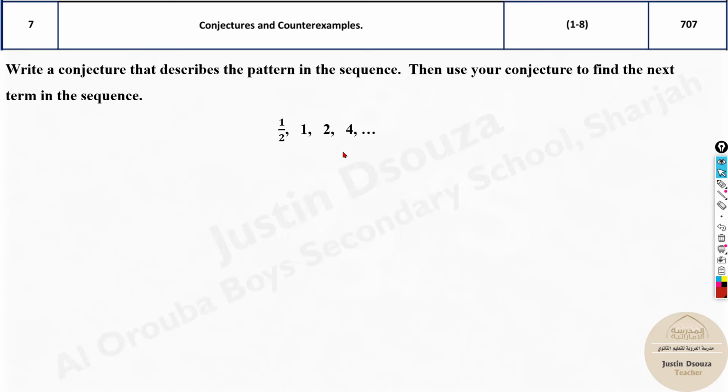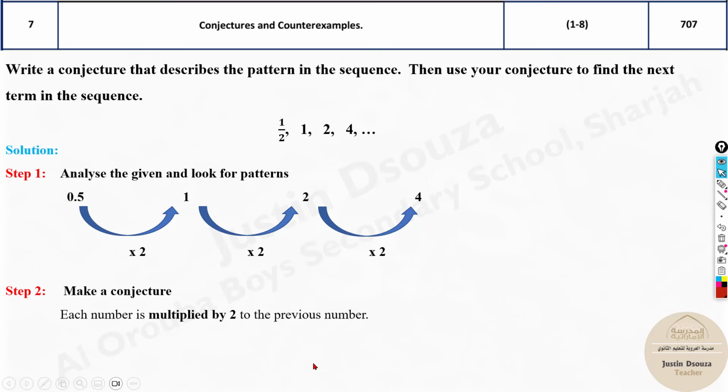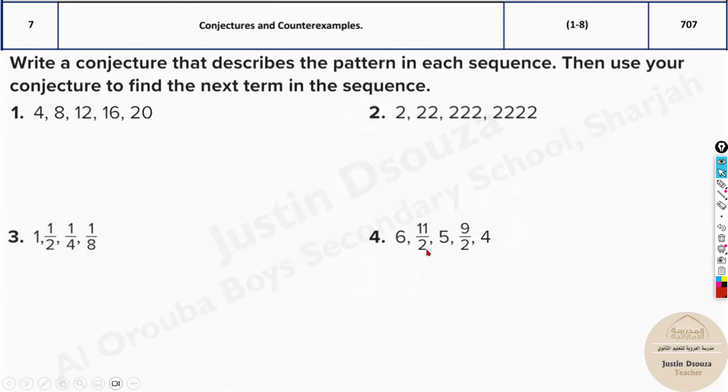Now here we have numbers. We need to find a pattern. It's half, 1, 2, 4. From half to 1, what is the pattern? You're not adding 1, you're not adding half, because if you add half, then it's not being added by half. Here it's 1 again, then 2. You can see if you multiply half by 2, you get 1. Multiplied by 2, you get 2. Multiplied by 2, you get 4. So you're multiplying by 2. Making a conjecture that the number is being multiplied by 2. So 4 times 2 will be 8. That's it.